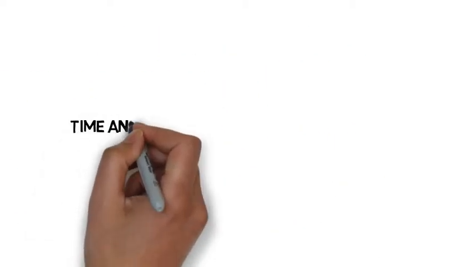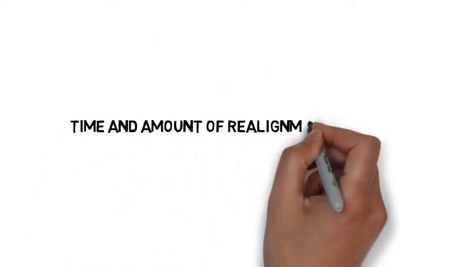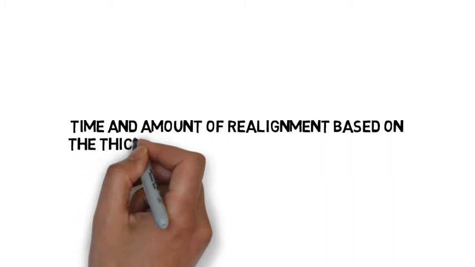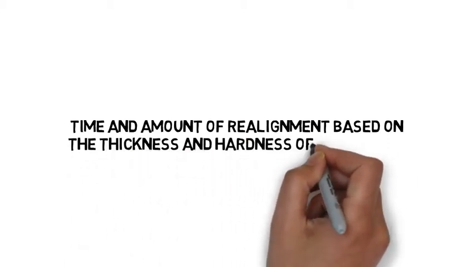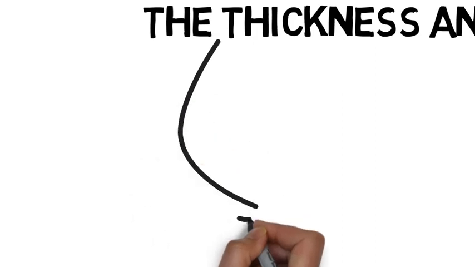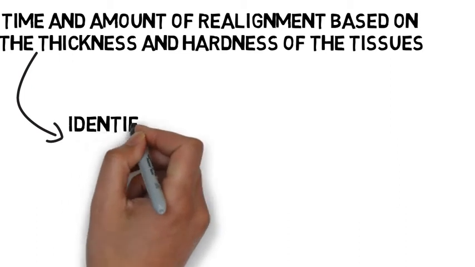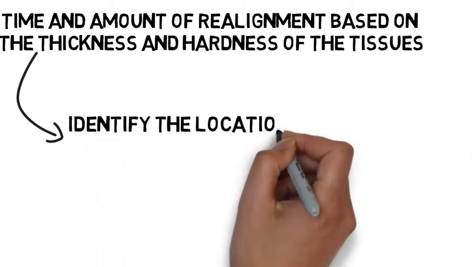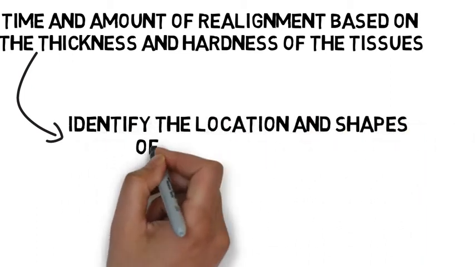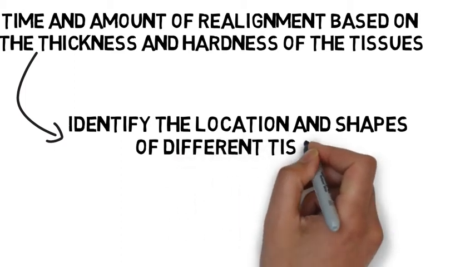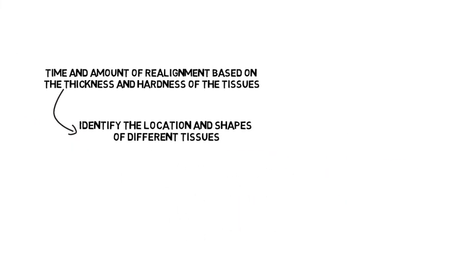This gradual realignment results in the emission of low-energy radiofrequency photons. The time and amount of realignment change based on the thickness and hardness of the tissue, and so monitoring the arrival of re-emitting photons in the MRI's detectors allows us to identify the location and shapes of different tissues.